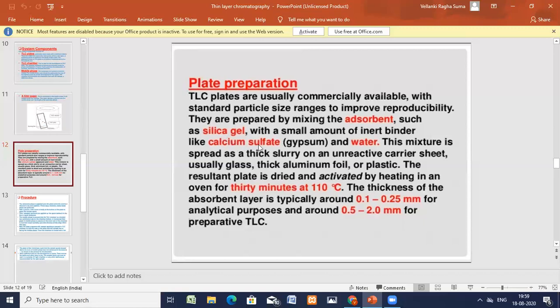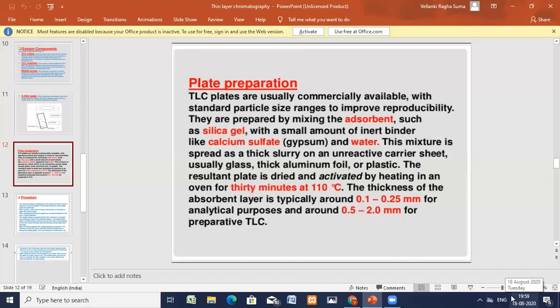Okay, so by four methods you can prepare this plate. These are prepared and commercially available for us. If we want, we can prepare them by these four methods. I'm repeating: pouring method, dipping method, spraying method, spreading method, and pre-coated plates are also available for us. Commercially, they are available in a thickness of 0.1 to 0.2 mm.